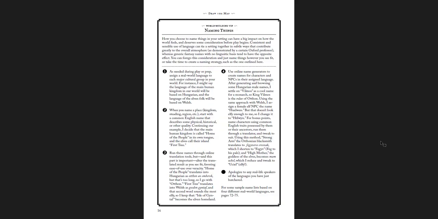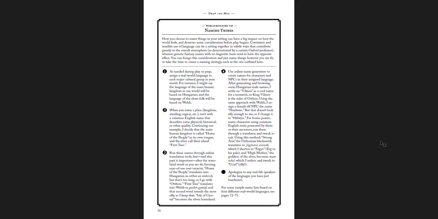Conventions for naming things. Good advice for how to name things. Basically, name things in your own native language, in this case English, and then translate it into the language that you're using as an influence. And then break it apart into the parts that make the most sense. So he uses English, and the kingdom in his world is based on Hungarian. So he names the place Home of the People in English, and then he translates that into Hungarian, and he gets Oton az Emberek, or Emberek. And he says, that's too long, so we're just going to go with Oton, which is the first part. Okay, great, and that's the name of the town, or the name of the kingdom.